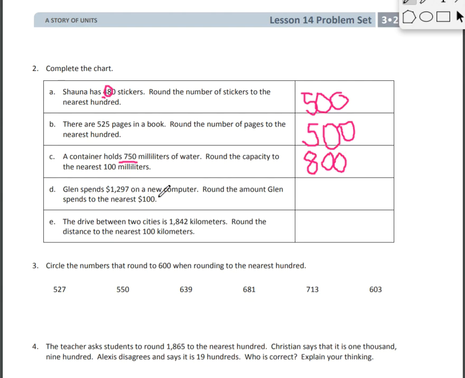Glenn, oh look, Glenn, you're in the problem. Look at you spending $1,297 on a new computer. My gosh, you are rich, sir.